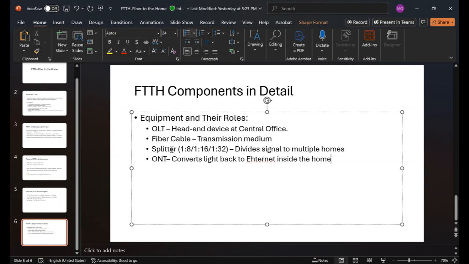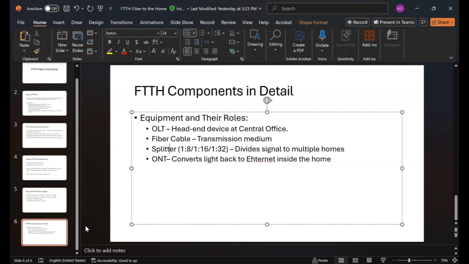Splitters are the magic wands here. A single light signal enters and it's split into many, like a teacher distributing notes to 32 students, for example.